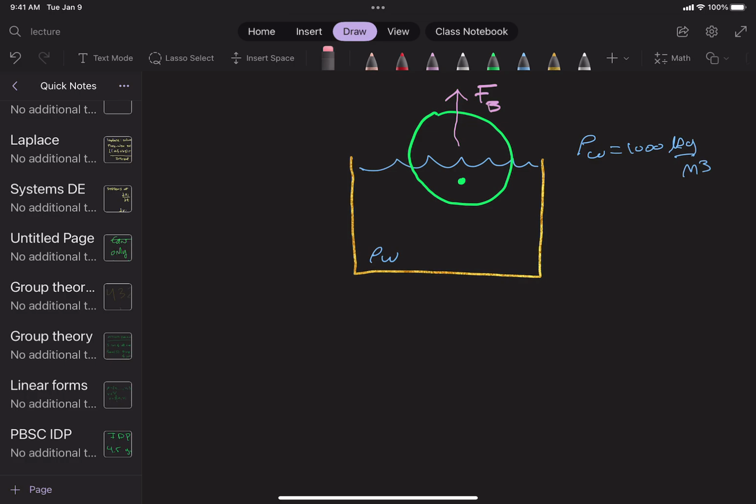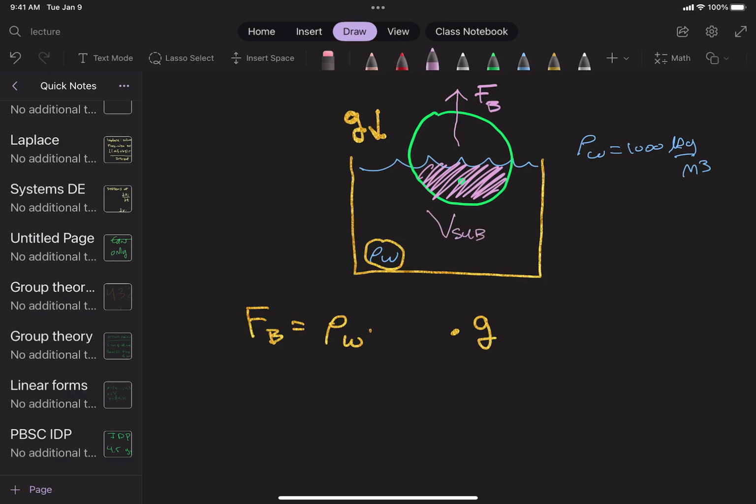So in the first case, for the buoyant force, there's going to be two equations. The buoyant force is going to depend on the liquid that the ball is submerged in. So in this case, it's going to depend on the density of water. And the buoyant force is counteracting gravity, so it's also going to be proportional to gravity. And besides that, the buoyant force is going to depend on how much of the ball is underwater, so it's going to depend on the volume submerged. This is the basic definition of buoyant force.